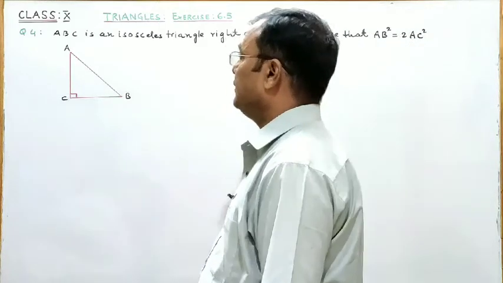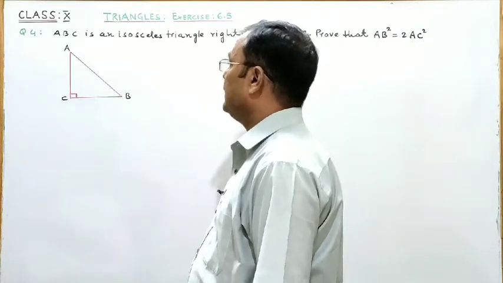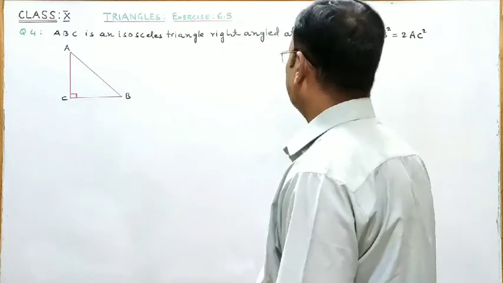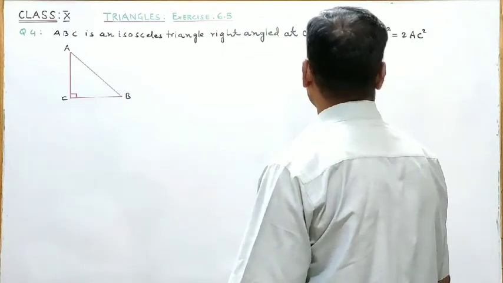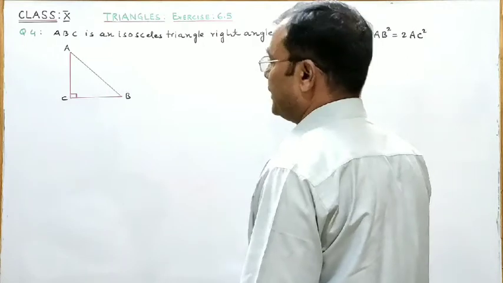Exercise 6.5 question number 4. ABC is an isosceles triangle right angled at C. Prove that AB square is equal to 2AC square.